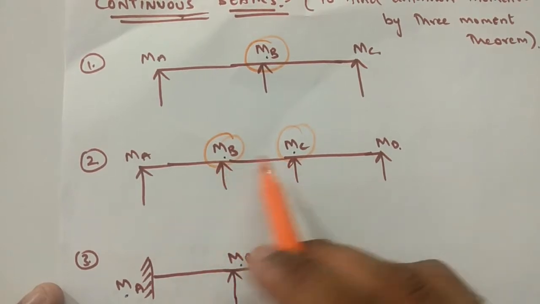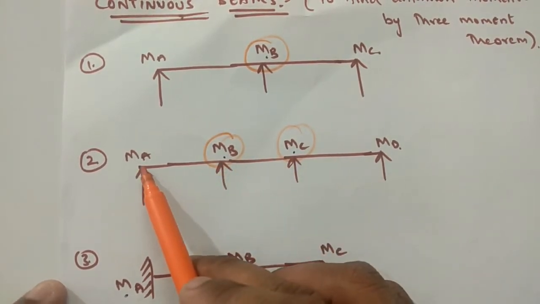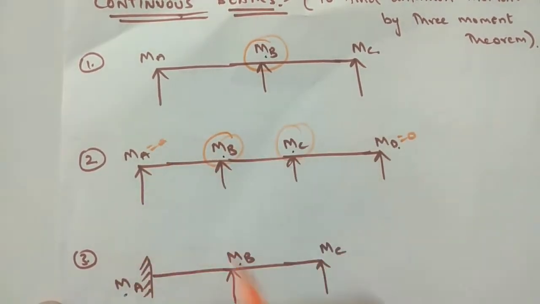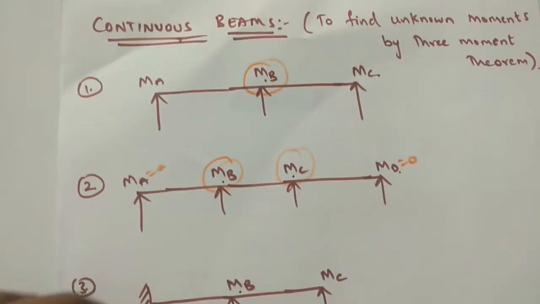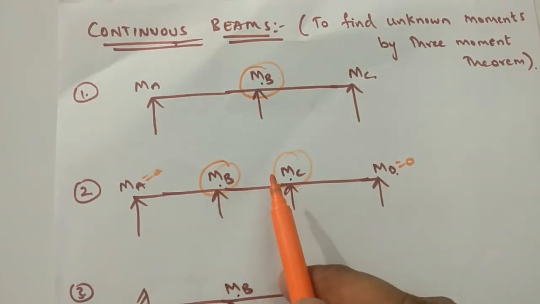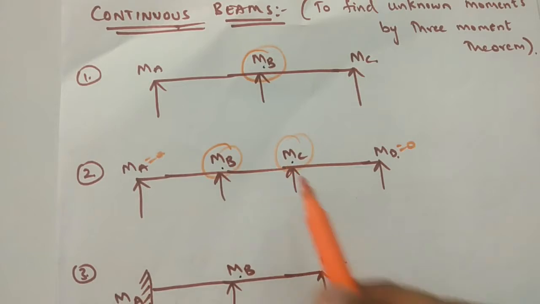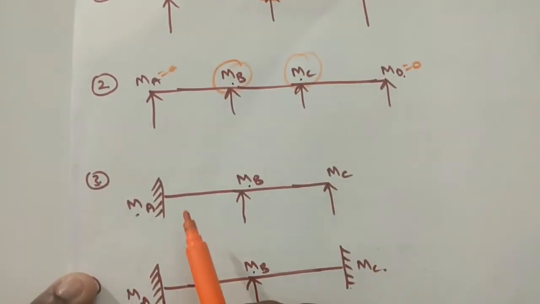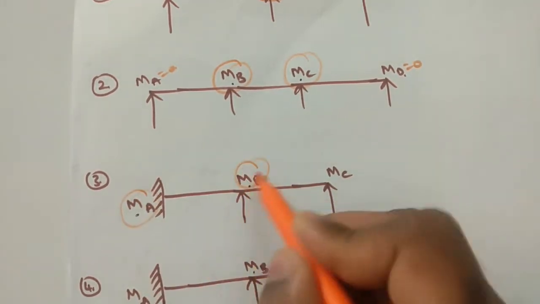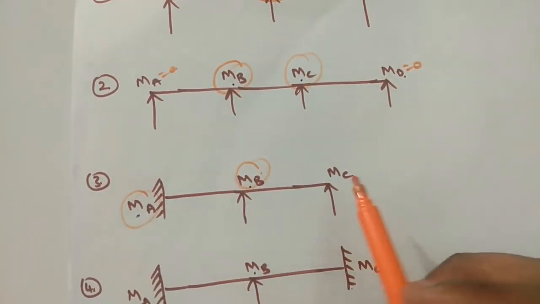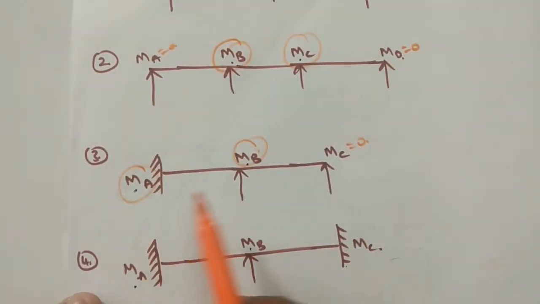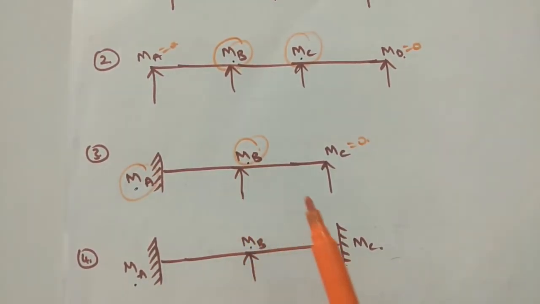The intermediate supports are unknowns, and we know the MA and MD values are 0, as the moments at these supports will be 0. We can solve this continuous beam and determine the values of MB and MC by using Clapeyron's three moment theorem. In this case, we don't know the values of MA and MB. We only know the value of MC, which is 0, as it is a simply supported end. We can determine the values of MA and MB using Clapeyron's three moment theorem.